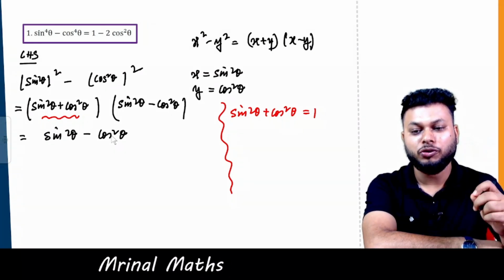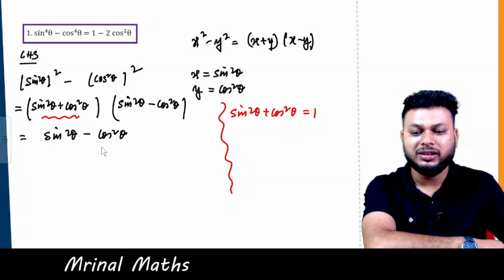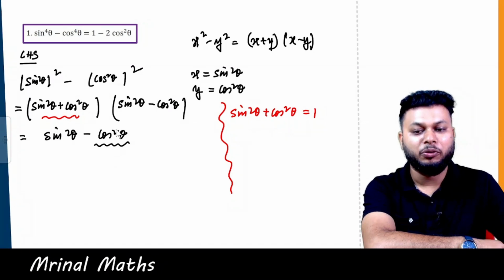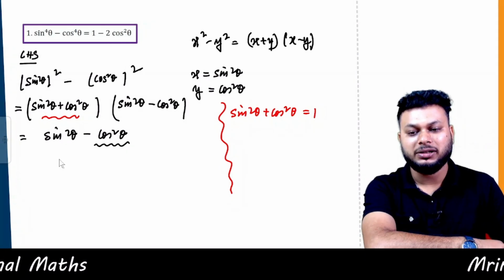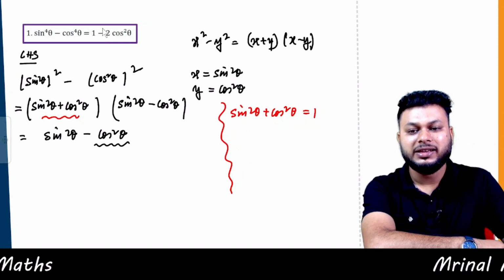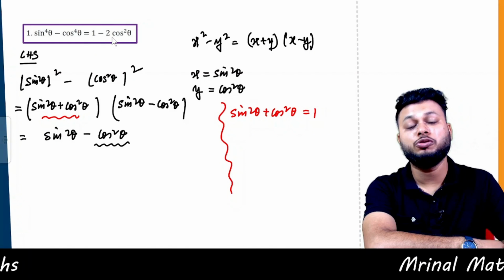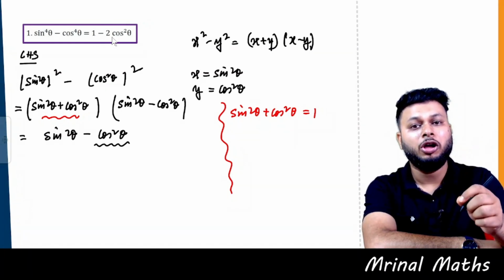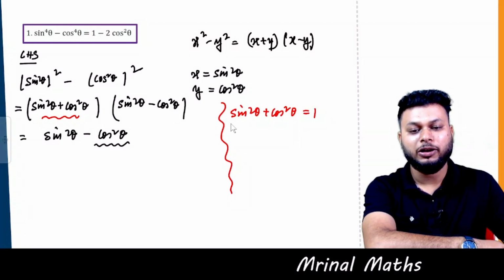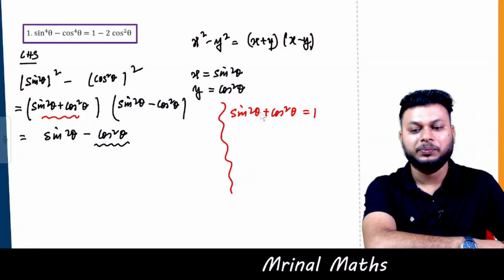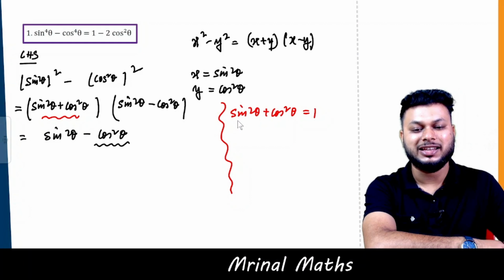Now if you look at the right hand side, it asks us to prove 1 minus 2 cos square theta. So from here it is quite evident that we need to keep cos square theta. We cannot eliminate cos square theta because it is there in the proof statement. But sine square theta is absent in the proof statement. So somehow we need to eliminate sine square theta. Now again you look at the square identity. How do I eliminate sine square theta?